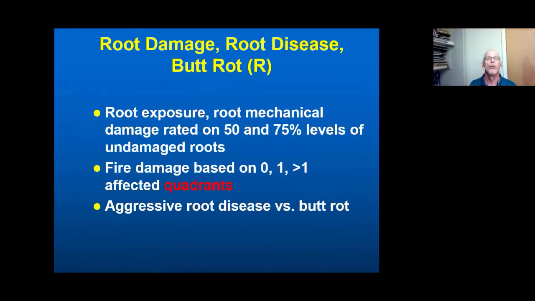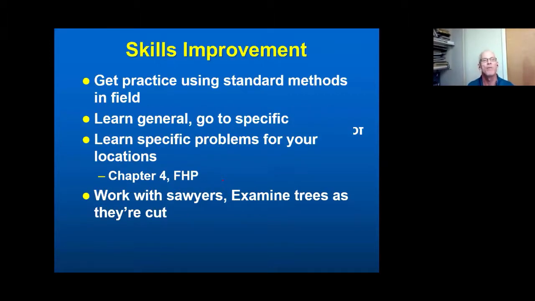Okay, some other sources of root damage here. We already mentioned this briefly, but root exposure, our critical thresholds are going to be the 50 and 75% level of sound roots. And fire damage, we mentioned that process of splitting it up into quadrants. And aggressive root diseases versus butt rot. Okay, getting real close to the end here, yay.